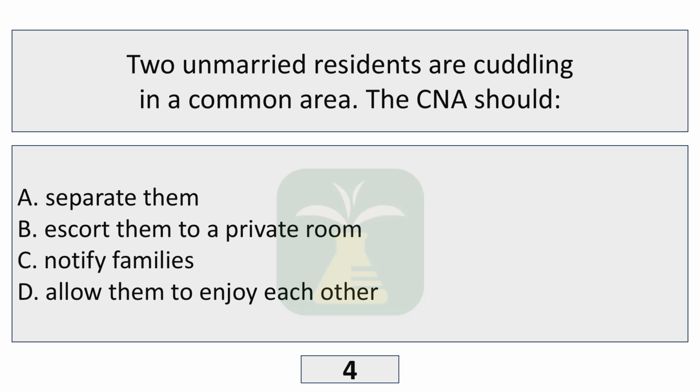Two unmarried residents are cuddling in a common area. The CNA should: A. Separate them. B. Escort them to a private room. C. Notify families. D. Allow them to enjoy each other.